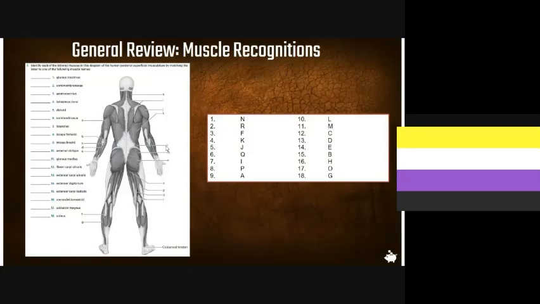12, flexor carpi ulnaris, letter C. 13, extensor carpi ulnaris, letter D. 14, extensor digitorum, letter E. 15, extensor carpi radialis, letter B. 16, sternocleidomastoid, letter H. 17, adductor magnus, letter O. And lastly, soleus, letter G. That's all. Thank you.